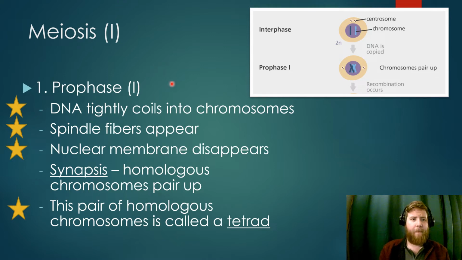But in prophase 1, this DNA tightly coils into the chromosomes we see. The spindle fibers appear. The nuclear membrane disappears. And we get this synapsis. What synapsis is, is that we get these homologous chromosomes to pair up. And they form these tetrads because there are 1, 2, 3, 4 copies of those chromosomes. So there are 2 copies of mom's chromosome and 2 copies of dad's chromosome. Chromosomes 1 from mom and dad will pair up and form a tetrad in prophase 1.